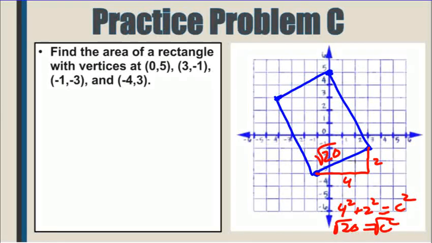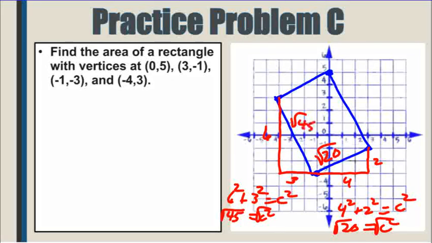And over here we got 1, 2, 3, 1, 2, 3, 4, 5, 6. So we got 6 squared plus 3 squared equals c squared. 36 plus 9 would give us 45. 45 equals c squared. Find the square root of both sides. This would be the square root of 45.